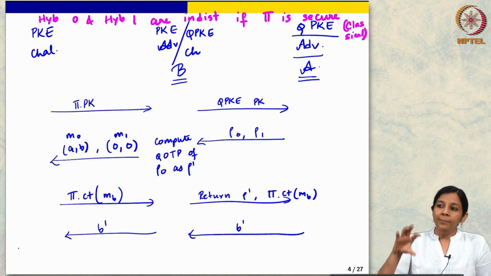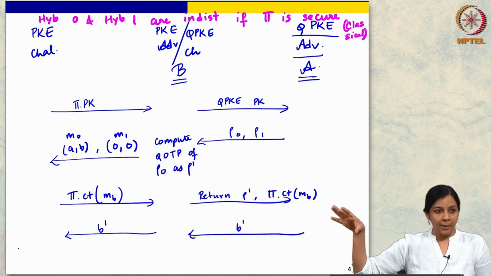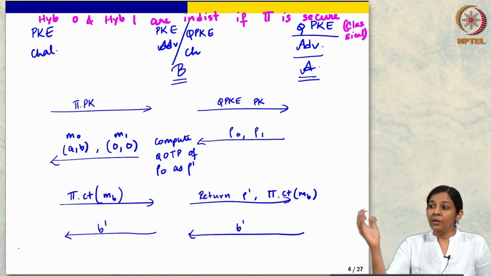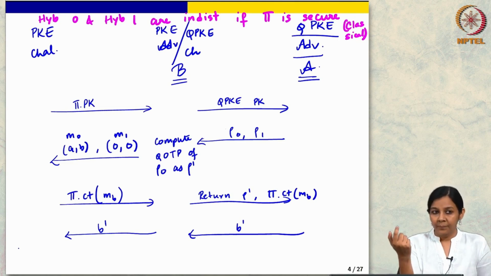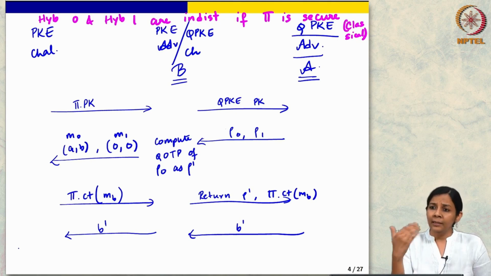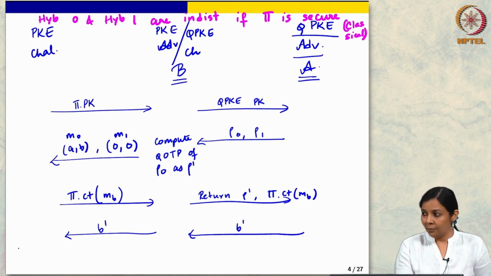So, the reason I could do this was that I was able to argue that anybody who distinguishes between hybrid 0 and hybrid 1 can be used to break the security of pi. I was able to prove this. Okay, let me repeat that because it is important. I was able to prove that anybody who can distinguish between hybrid 0 and hybrid 1 can be used to break the security of pi. Therefore, it is okay for me to go from hybrid 0 to hybrid 1 under the assumption that pi is secure. Does everyone get that? Okay, so the sequence is important.